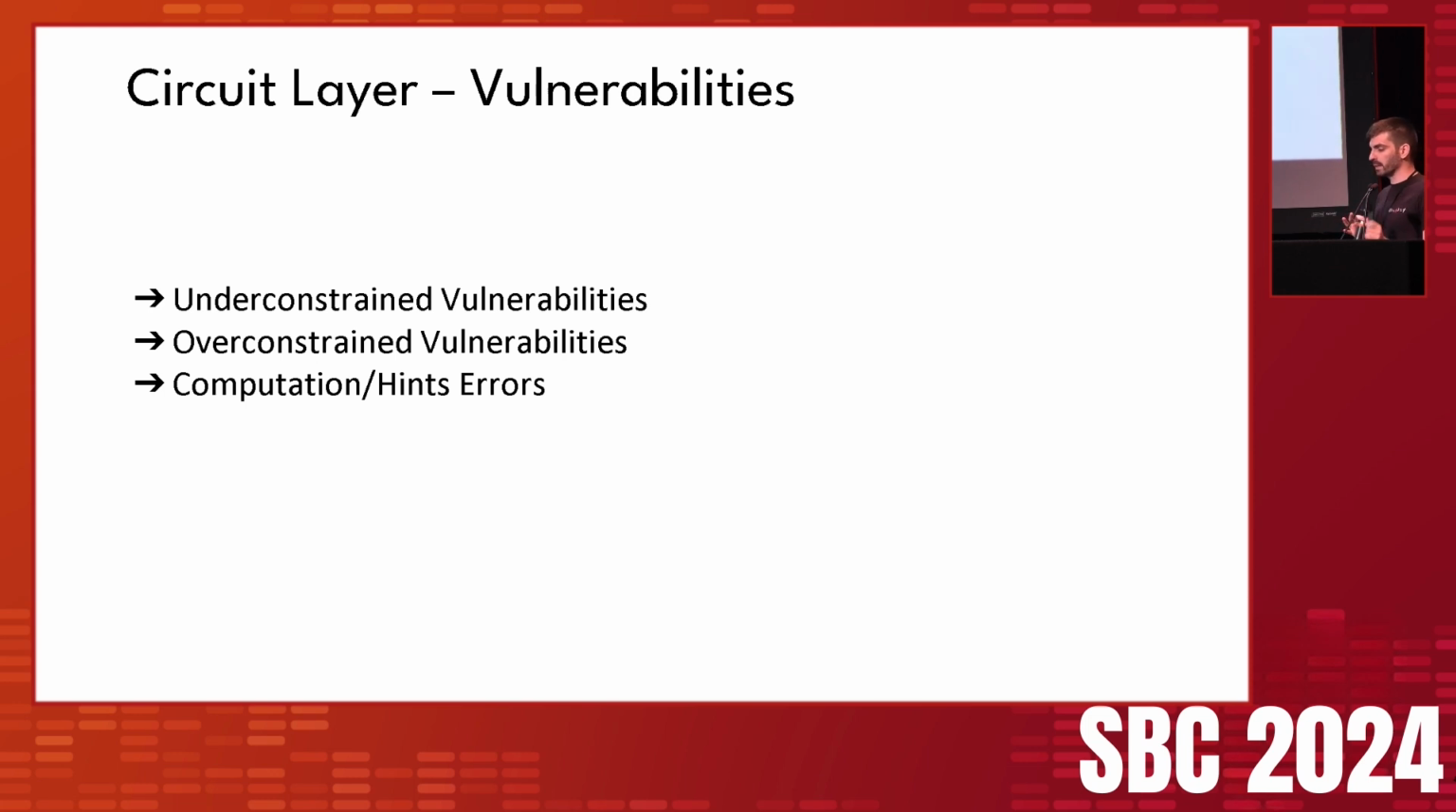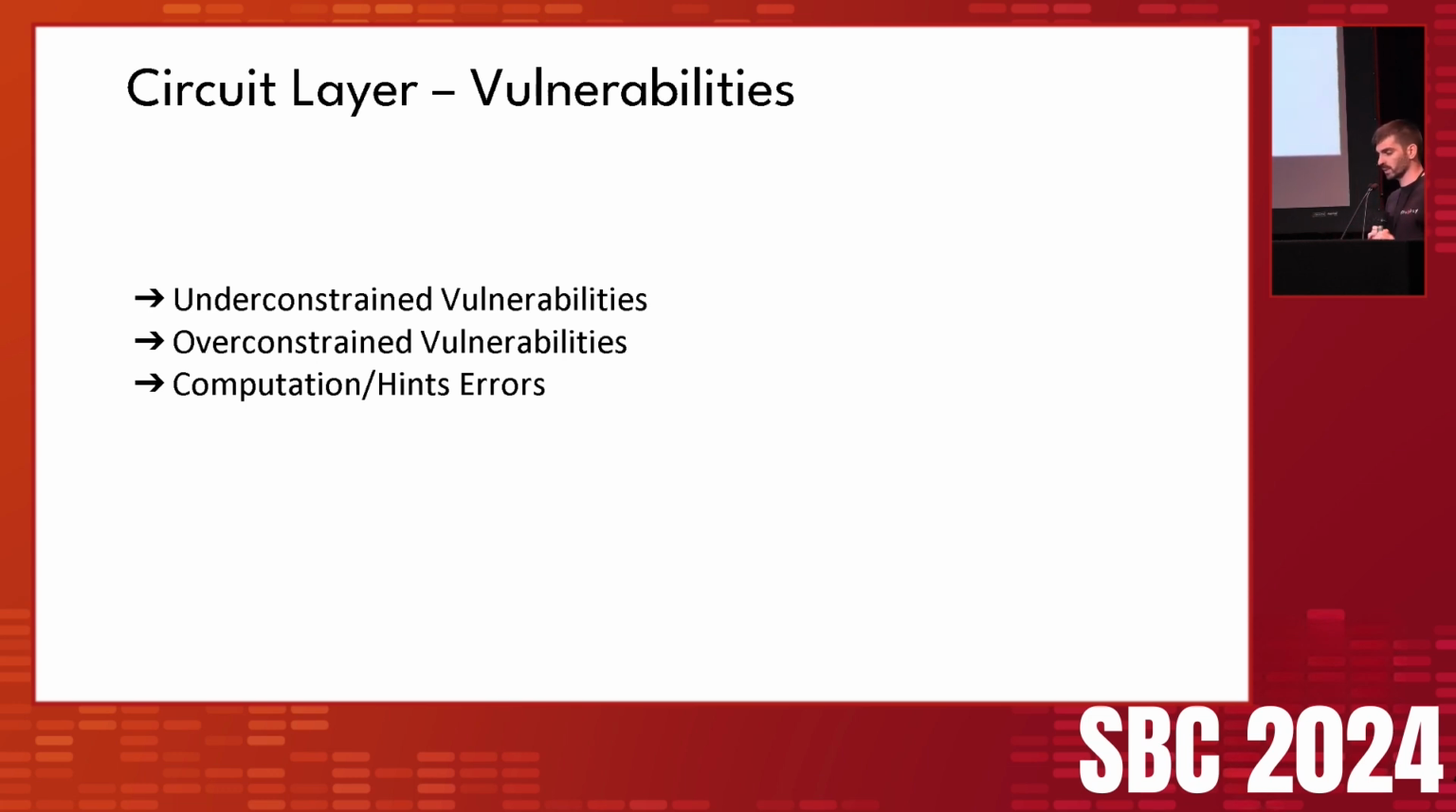And there are three main types of vulnerabilities that can happen in the circuit layer. The first is under-constrained vulnerabilities, which means that we haven't fully added all the constraints to our circuit. So there could be some corner cases that we might have missed that can lead mainly to soundness bugs.